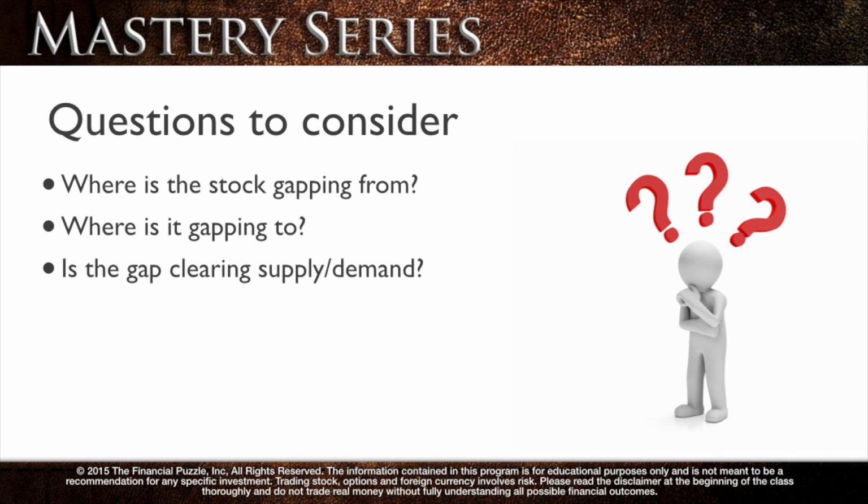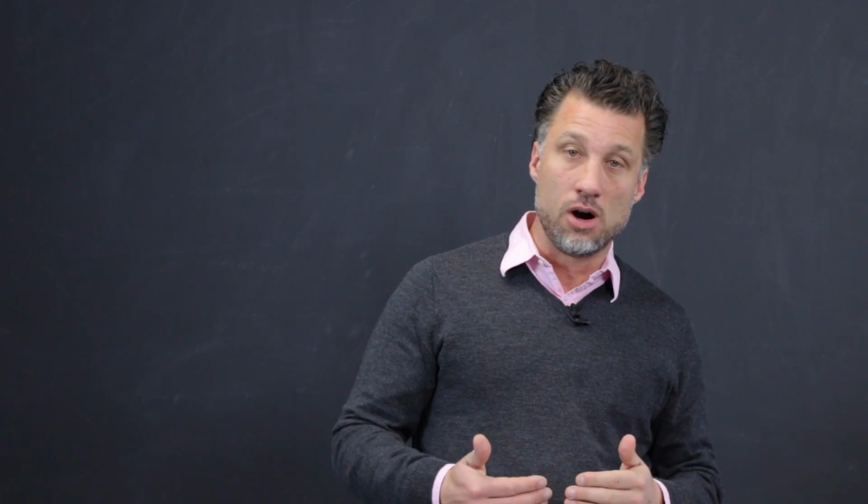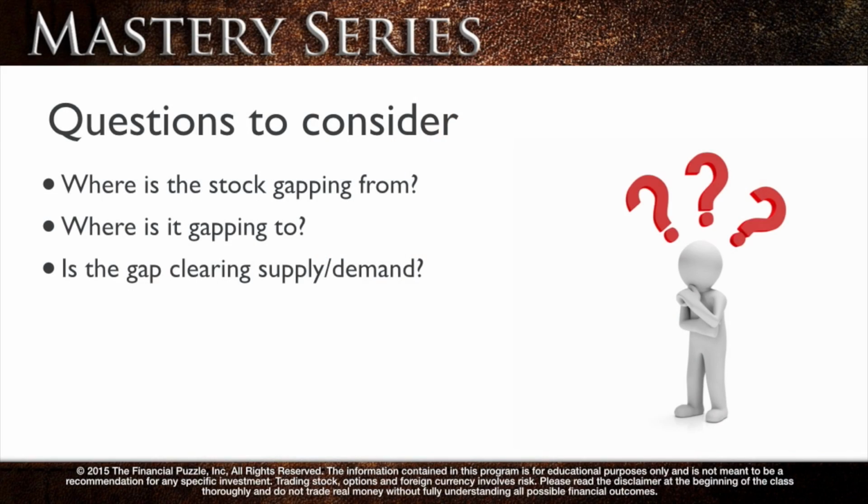The third question is, is this gap clearing a relevant supply area above, or resistance area, or is it gapping down below a relevant demand area or a support area? Let me clarify that. I always speak in terms of supply, which equals resistance, and demand, which equals support. So if you're used to support and resistance, it's just supply and demand. Also, I'm teaching this Mastery Series assuming that we're talking about gap ups, so you just take everything I'm saying and reverse it for a significant gap down. So is the gap clearing relevant supply if it's gapping up?